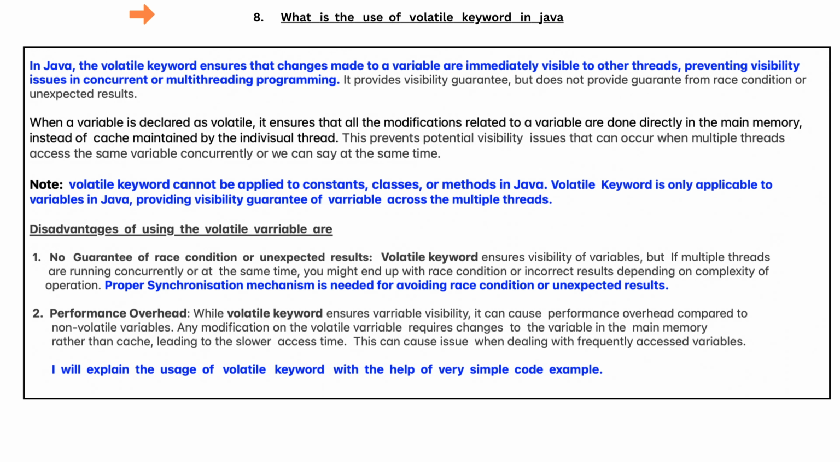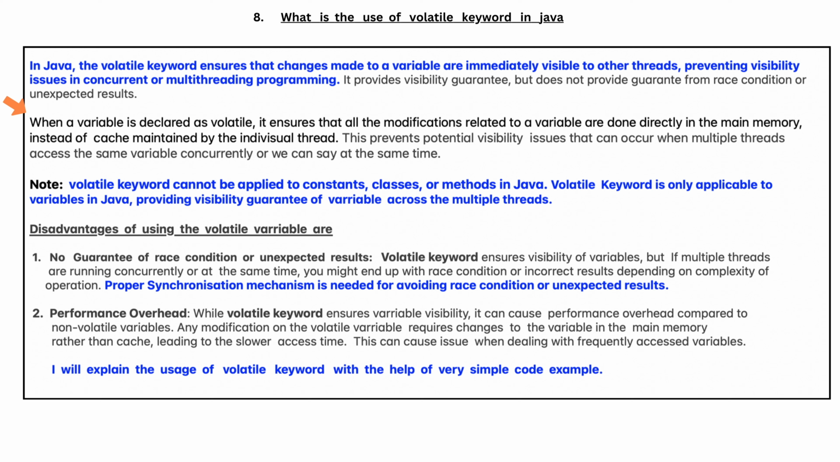In this video, we are going to see what is the use of volatile keyword in Java. In Java, the volatile keyword ensures that changes made to a variable are immediately visible to other threads, preventing visibility issues in concurrent or multi-threading programming. It provides visibility guarantee but does not provide guarantee from race condition or unexpected results.